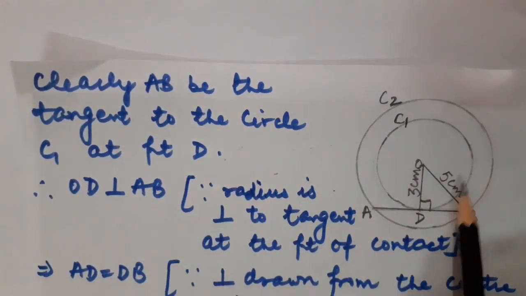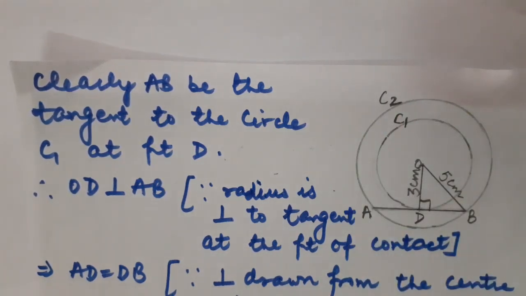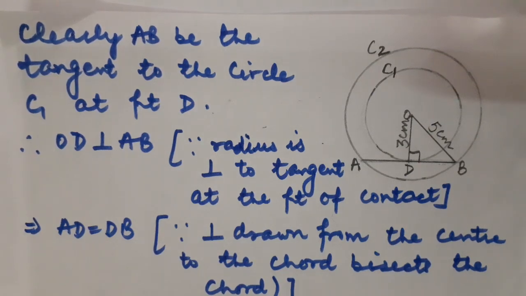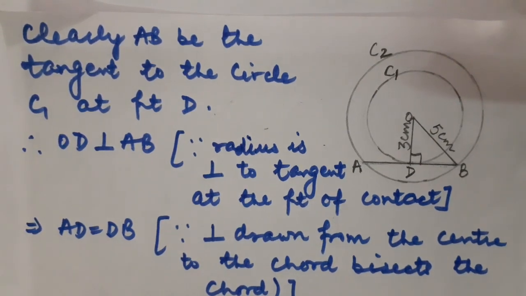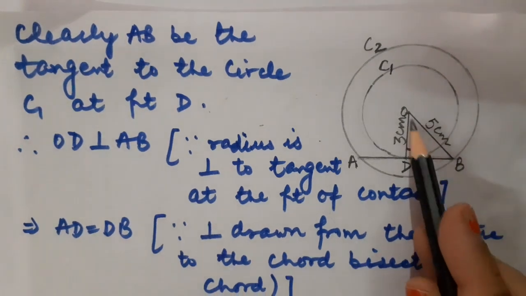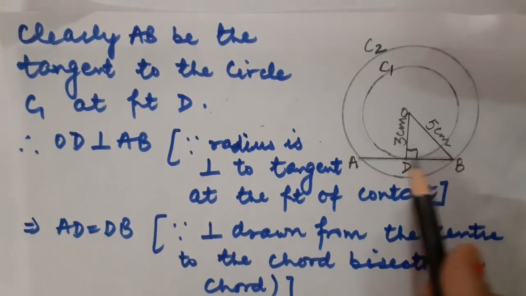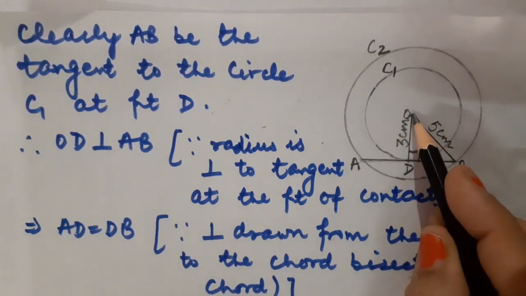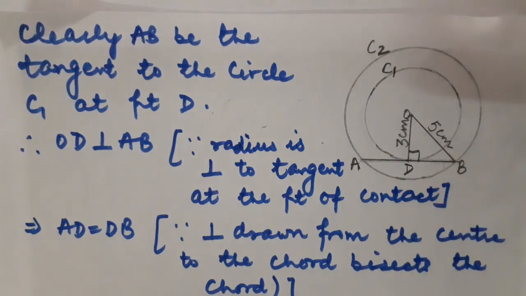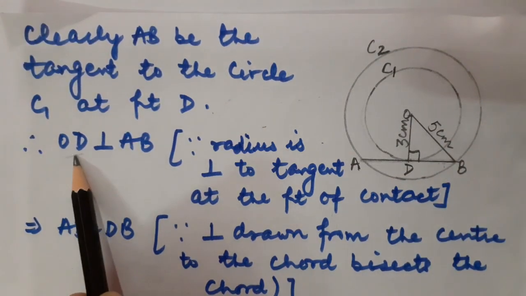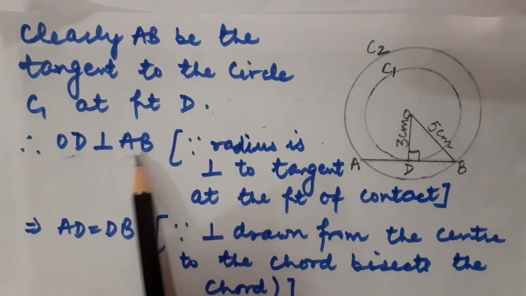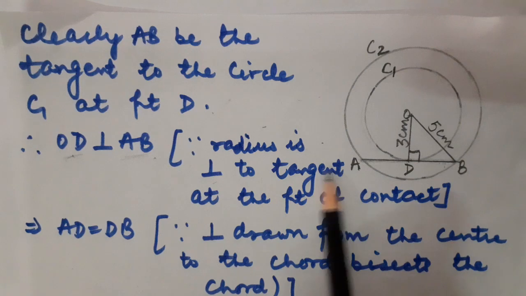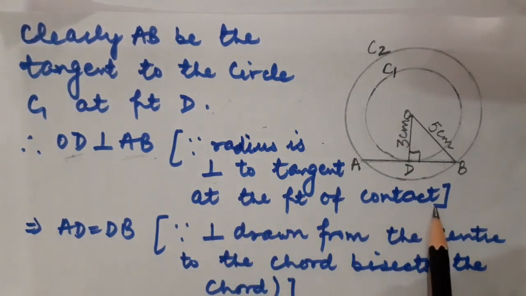But this is the chord for the bigger circle C2. Fine, children? Now, children, as per theorem 10.1, you know that radius is always perpendicular to the tangent. As AB is the tangent for circle C1, the smaller circle, so what can I say? That OD must be perpendicular to AB? Of course. OD is the radius of the smaller circle and AB is the tangent. So OD is perpendicular to AB because radius is perpendicular to the tangent at the point of contact.